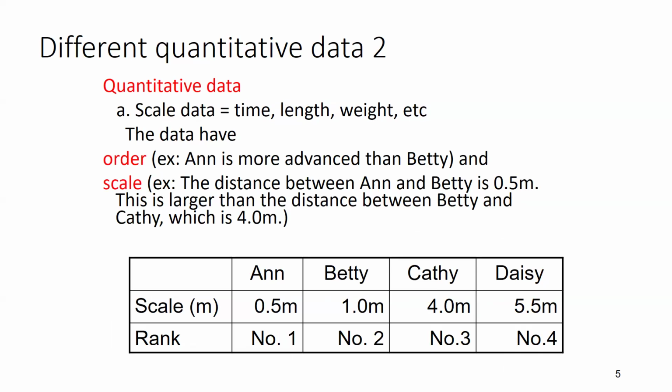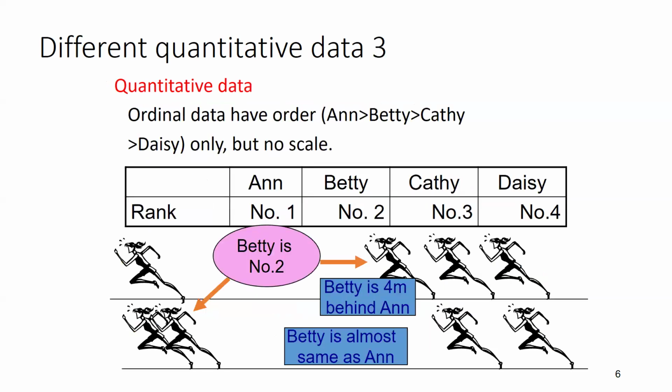That is a rank. That is ordinal data, right? When you put things in order. And what about the scales? So the scale can be the distance between Anne and Betty, which is 1.5. So this is the number. This is a scale. So in this example, Betty is number 2. Betty is 4 meter behind Anne. Betty is almost the same as Anne. So you can just take a look at the data and analyze as you see.